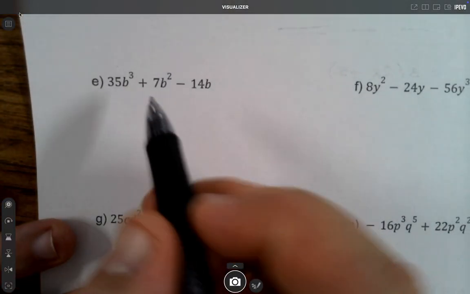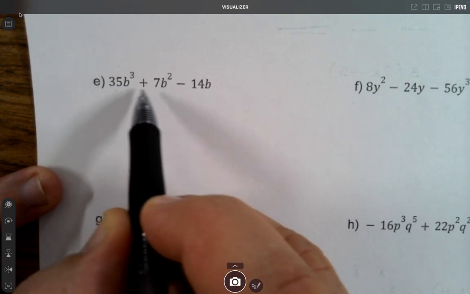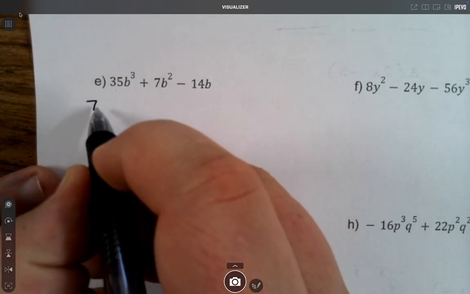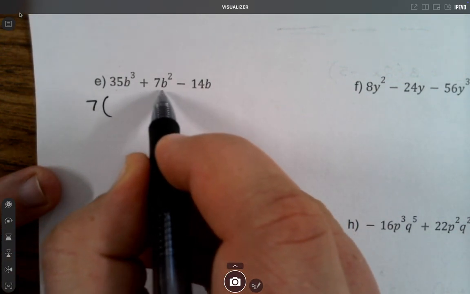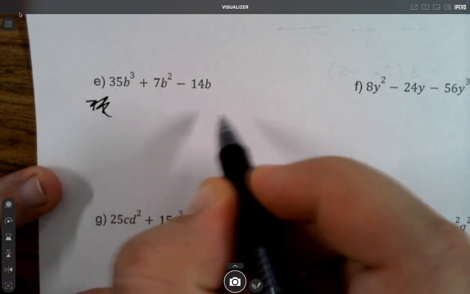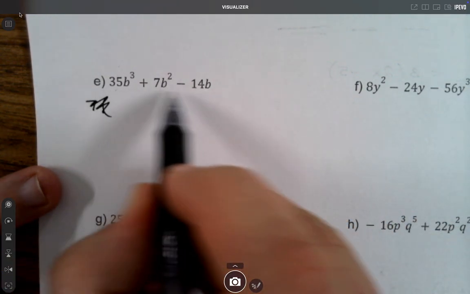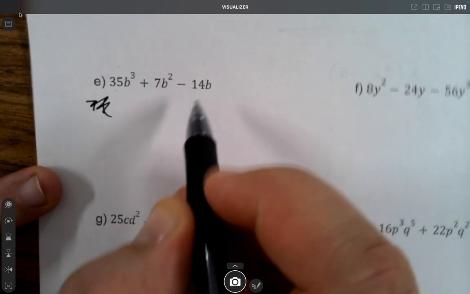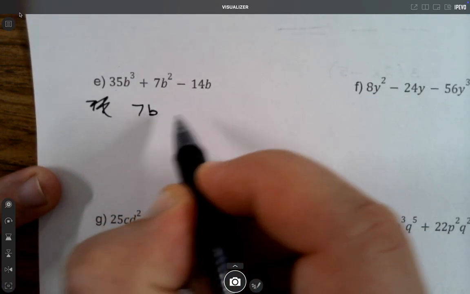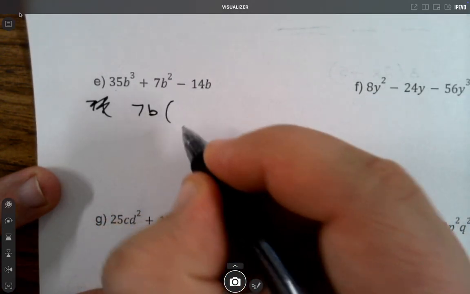Okay, E, we look at the numbers first. All these 3 numbers can be divided by 7. And all of them do have a b. Sorry, I should have waited before I did the parenthesis. But we can only pull out one b because this one only has one b. So you can pull out whatever the least amount is in a term.